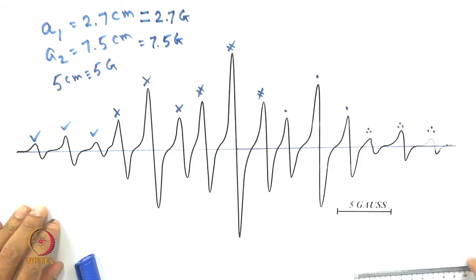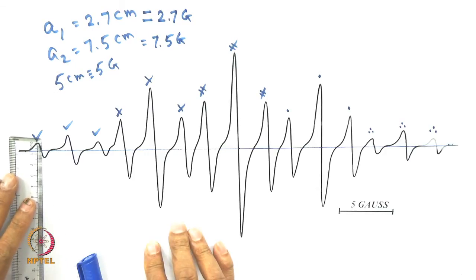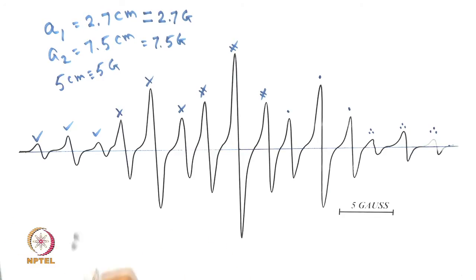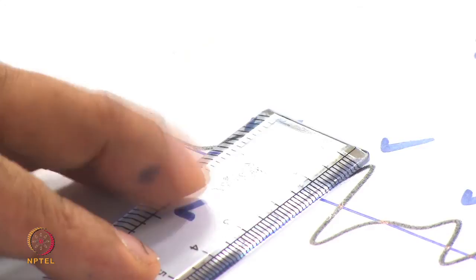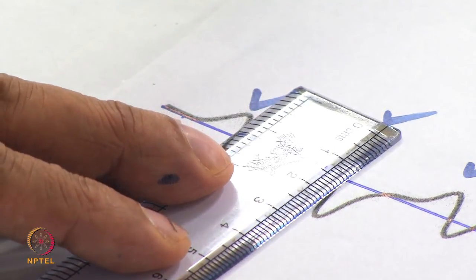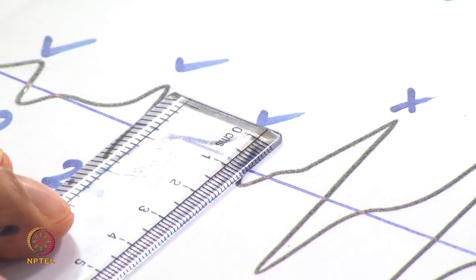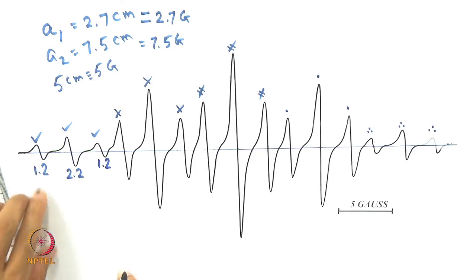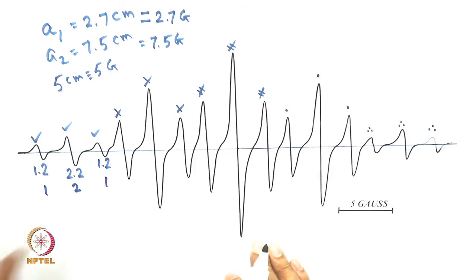So, for this we measure this height, I should measure actually vertically. So, this is nearly 1.2 centimeter. And this is corresponding to 2.2 centimeter. This again corresponds to 1.2. So, you see here these are approximately following this pattern, 1 is to 2 is to 1. Similarly, this also is 1 is to 2 is to 1.